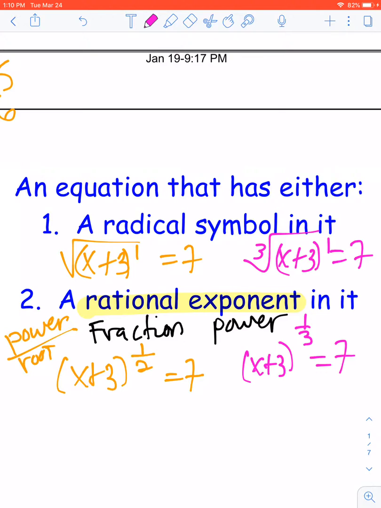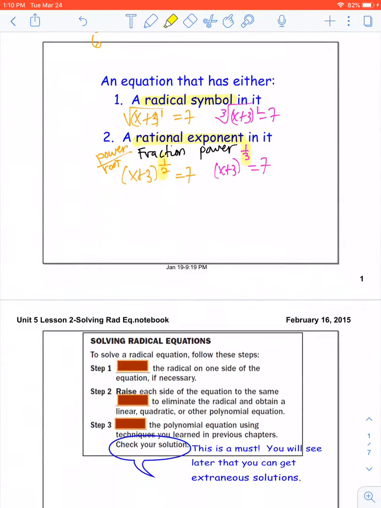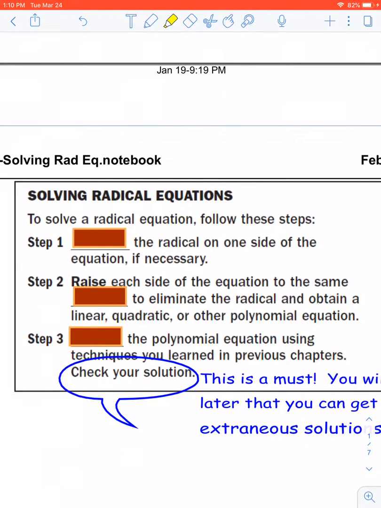So friends, what I have written in orange and what I have written in pink are the exact same problem, exact same work. The difference is one has a radical symbol in it, and the other one has a fraction that is a power. This is what we're going to be solving in this lesson. The good news is I can give you a recipe. I can tell you how we are going to solve these every single time.